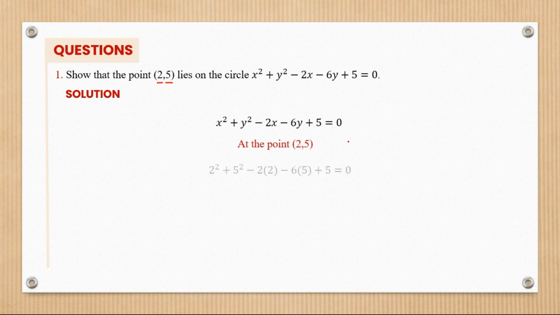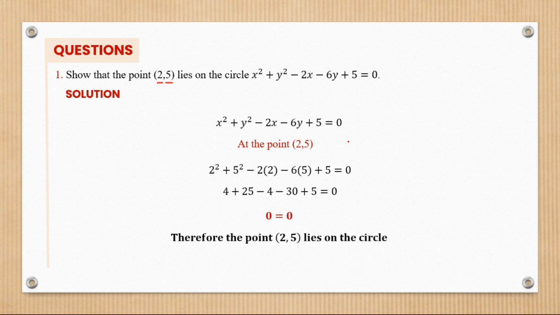So at the point (2, 5), this is what we'll have. Simplify this further and I'll have everything giving me 0. So 0 is equal to 0. Therefore, the point (2, 5) lies on the circle. So that's how we prove that a point lies on a circle.